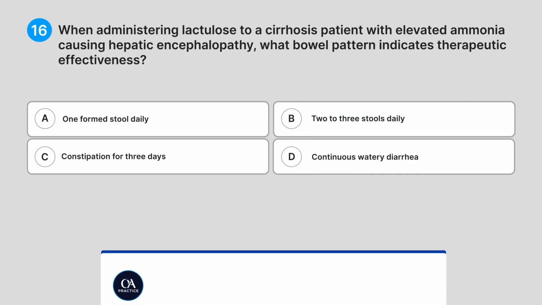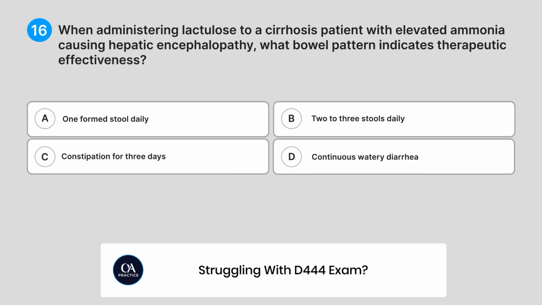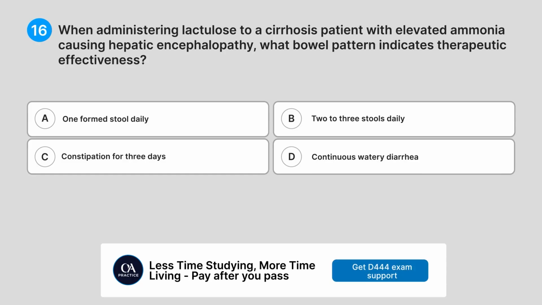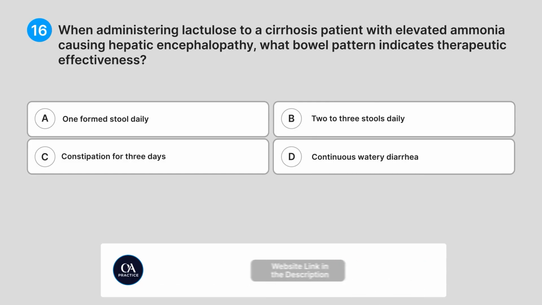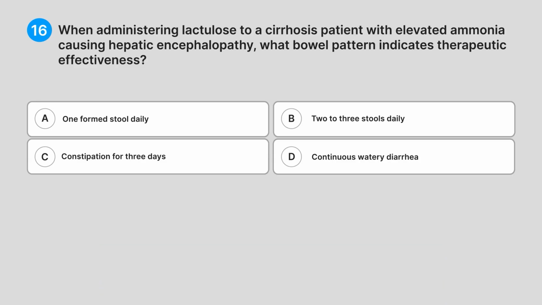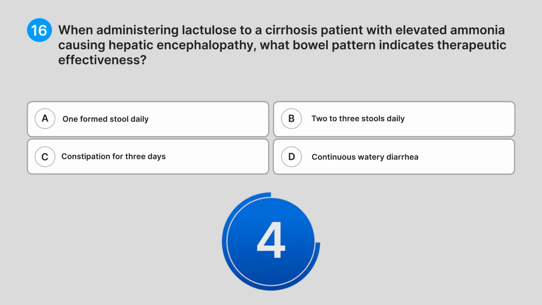16. When administering lactulose to a cirrhosis patient with elevated ammonia causing hepatic encephalopathy, what bowel pattern indicates therapeutic effectiveness? A. 1 formed stool daily. B. 2 to 3 stools daily. C. Constipation for 3 days. D. Continuous watery diarrhea. Do you know the answer?